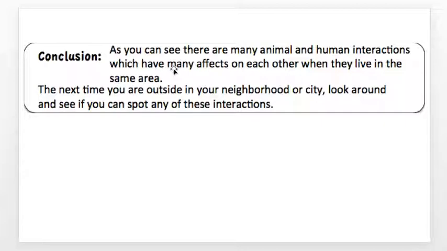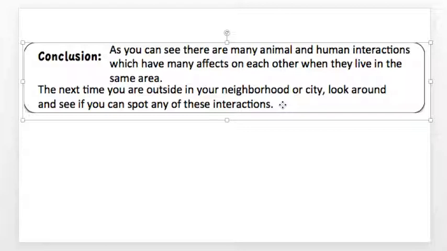And so as you can see, there are many animals and human interactions which have many effects on each other when they live in the same area. So that was me restating my topic. I restated that animals and humans have different effects on each other. The thing that I left my reader with is the next time you're outside in the neighborhood or city, look around to see if you can spot any of these interactions. So I left my reader with kind of like a task or something to think about. I wanted them to know, like, hey, look, you could definitely probably see some of these interactions or think about different animal interactions in your neighborhood or city. So I've left them with a thought.